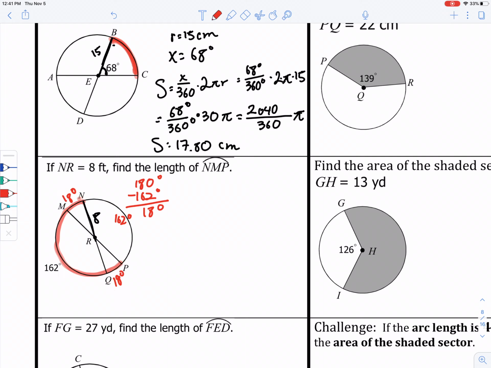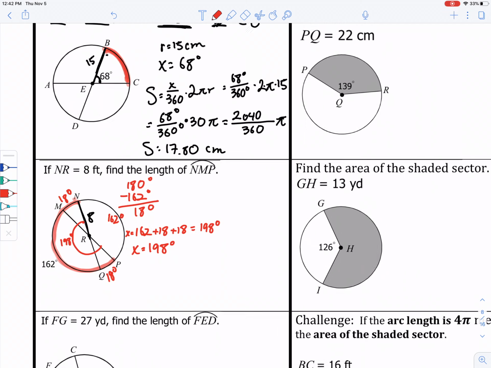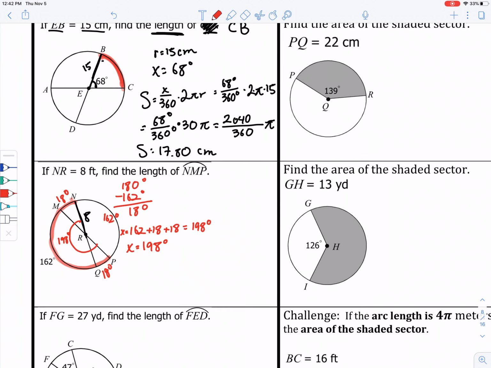So 162 plus 18 plus 18 gets us a total of 198 degrees. So we're going to use x as 198 degrees. Okay, this is 198 degrees. Right. So that's our x value. We have our r value. R is equal to 8 feet.